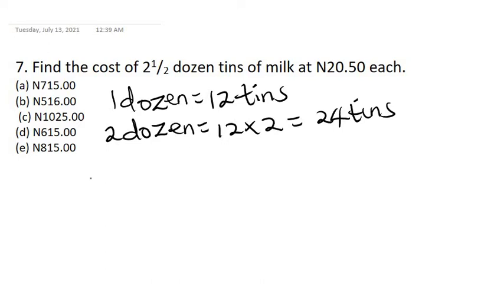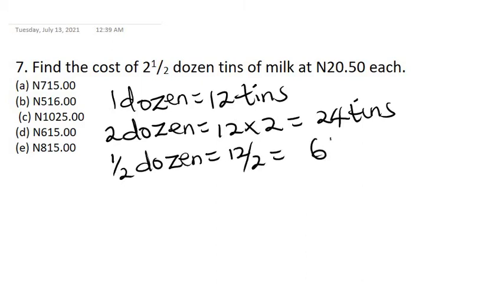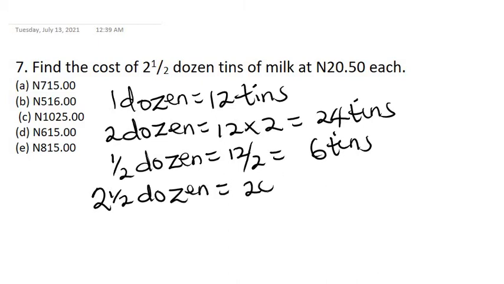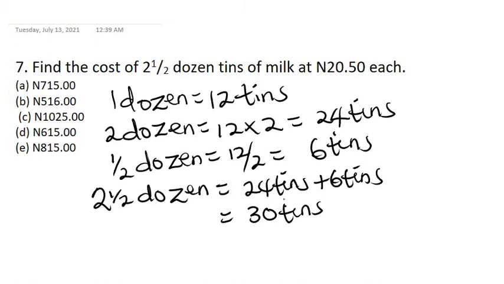Now, if 1 dozen is 12, that means half a dozen will be 12 divided by 2, that's half, which is 6. So, 2.5 dozen will give me 2 dozen, which is 24 tins, plus half a dozen, which is 6. Therefore, 2.5 dozen will give me 30 tins.